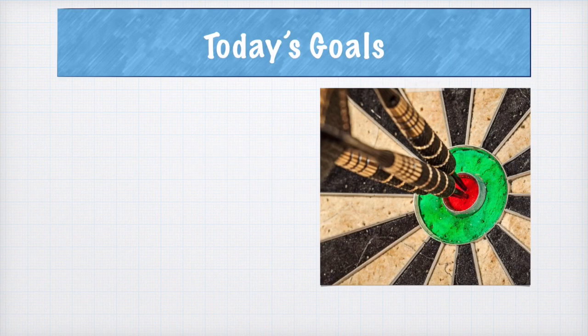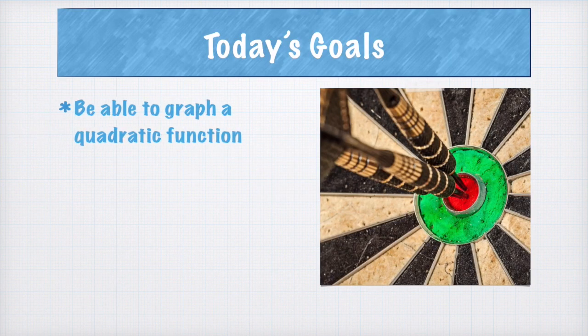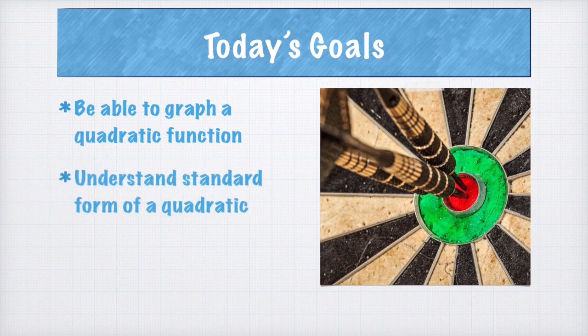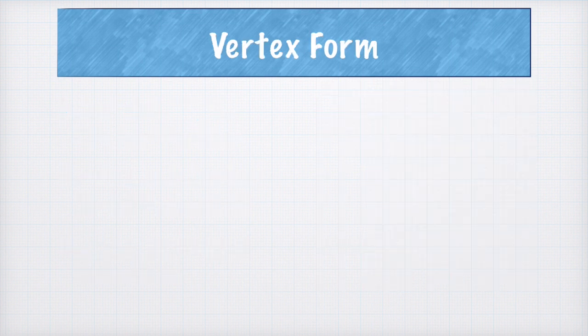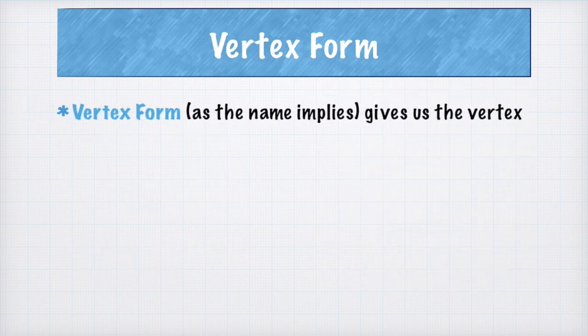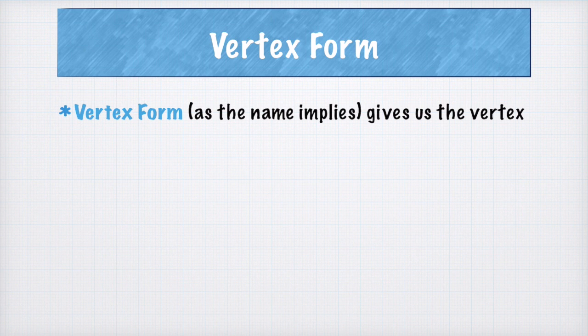Our goals for today are to be able to graph a quadratic function specifically. We want to be able to understand the standard form of a quadratic function, and we're going to do that just by getting to know a couple more things that are common throughout all of them. And we want to be able to graph a function in vertex form, which is what we're going to be covering most today. So vertex form is the form that gives us the vertex.